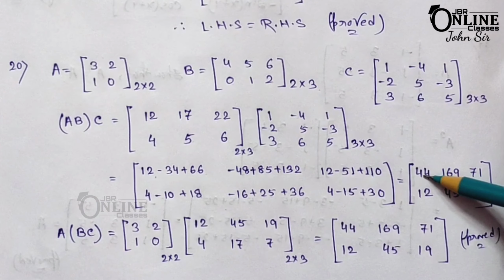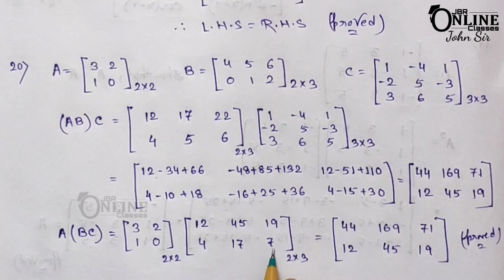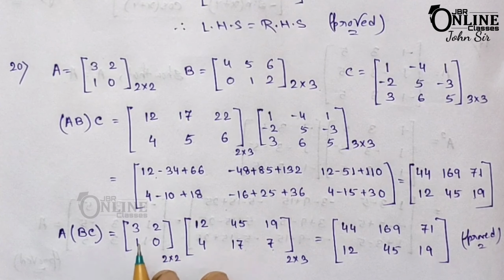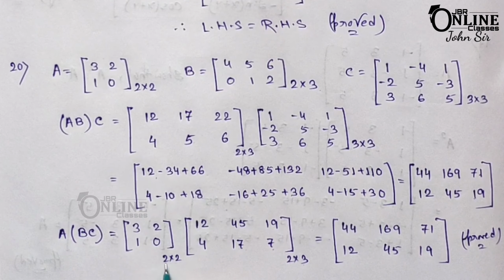Next thing, here you have to multiply A matrix with BC. So first you have to find out the multiplication of BC. I hope you can do it. So here the result will be 12, 45, 19, 4, 17, 7. So now you have to multiply A matrix with this one. As A means 2 by 2 and this one 2 cross 3, the final result will be 2 cross 3.